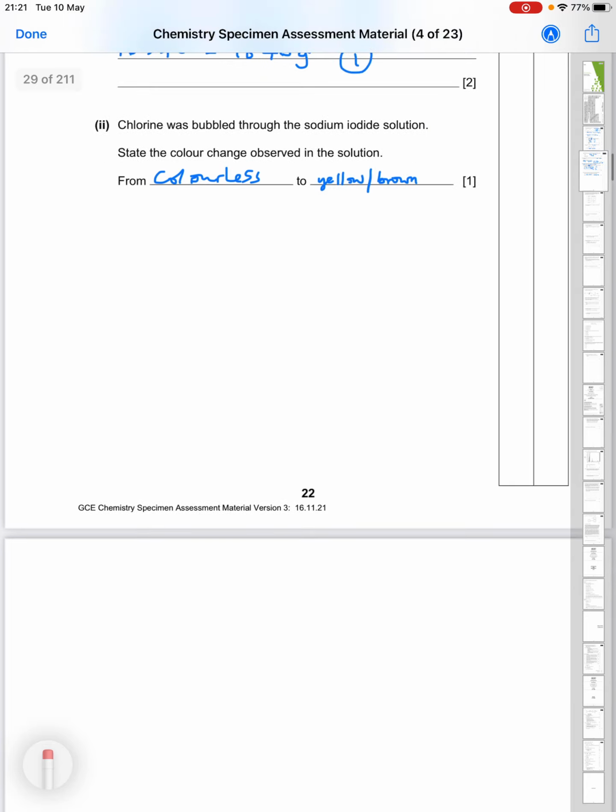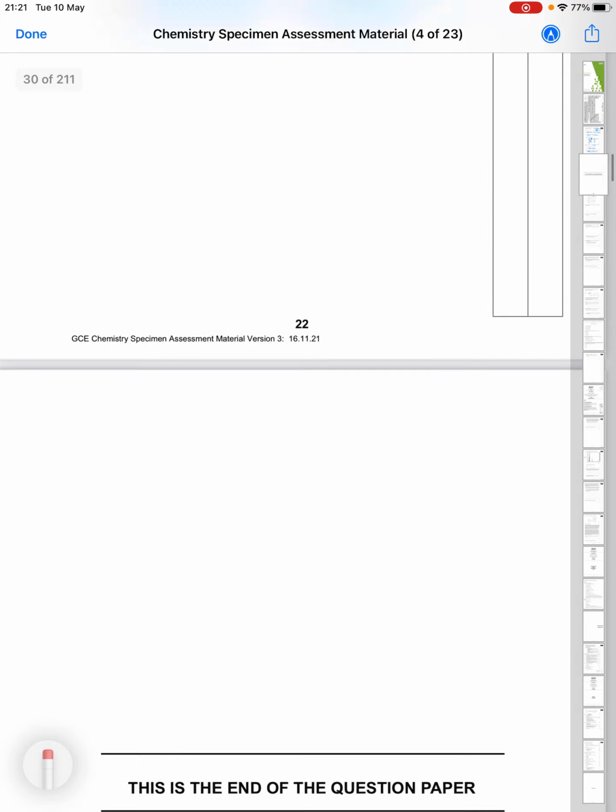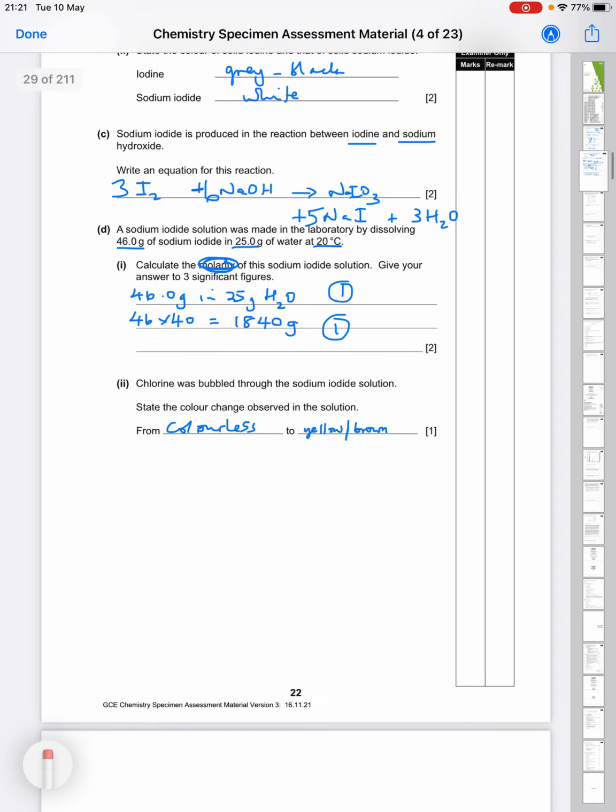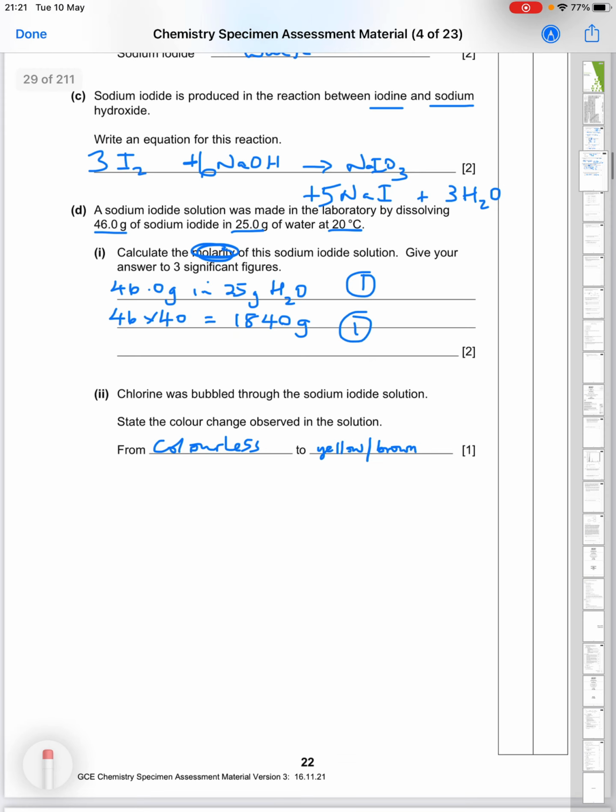And I believe, yep, this is the end of the question paper. So hopefully you stuck with that to the end. I will do the specimen paper for Unit 2 before the Unit 2 exam, so I hope you find this useful.